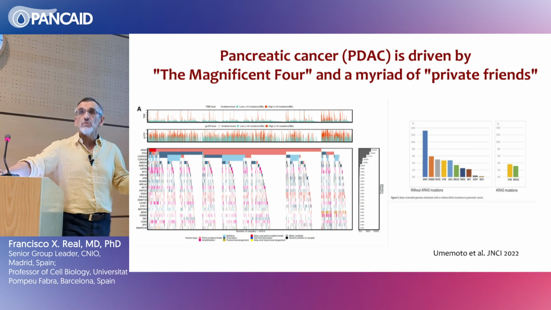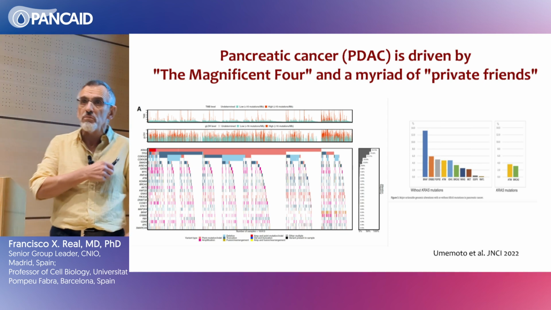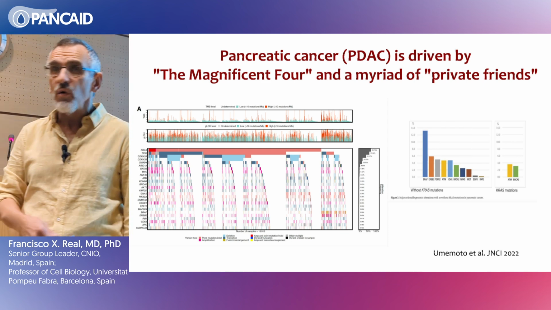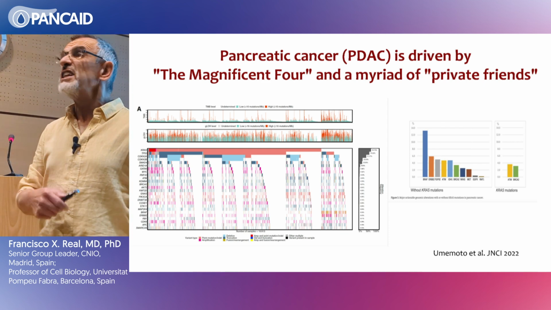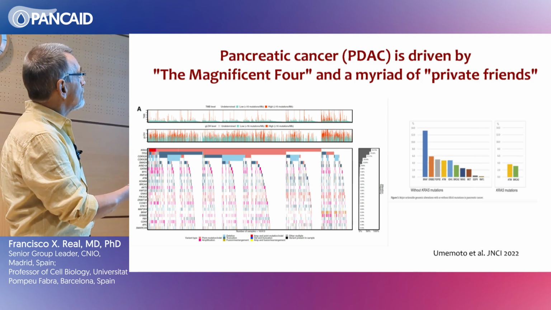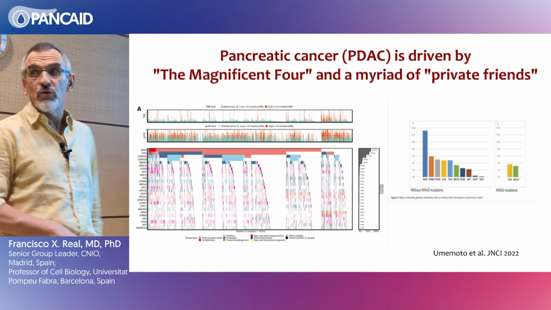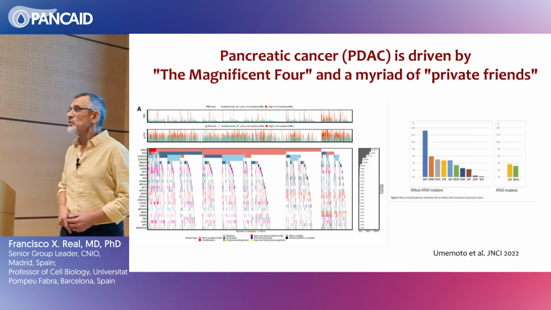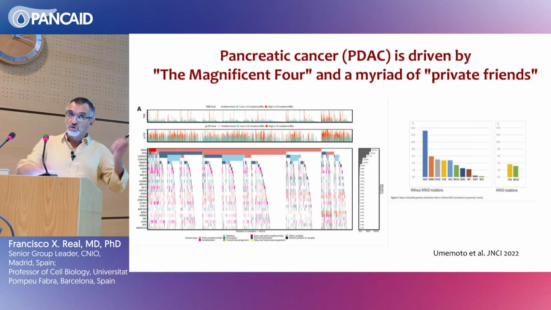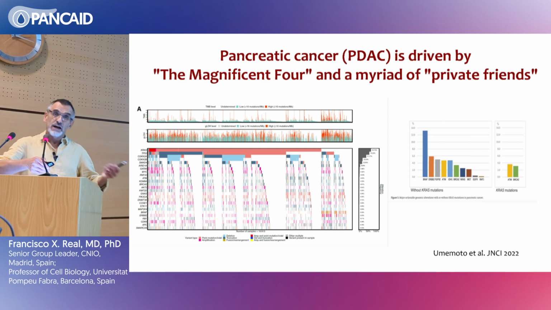Well, that was 100 tumors, but this is Foundation Medicine, clinical samples, real world, whole exome sequencing of 16,000 pancreatic cancers. Top 4: KRAS, P53, P16, SMAD4. All the others, private, low frequency mutations. So this is challenging, because we have a big player, KRAS, and then the others are much less.